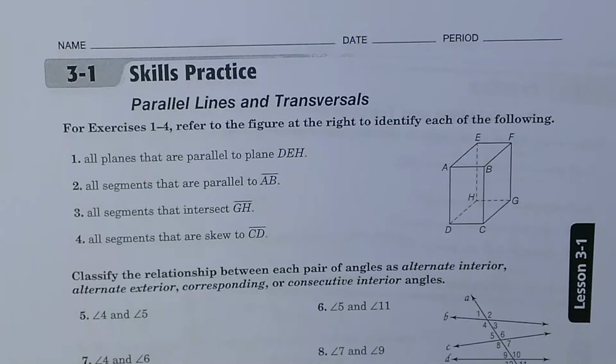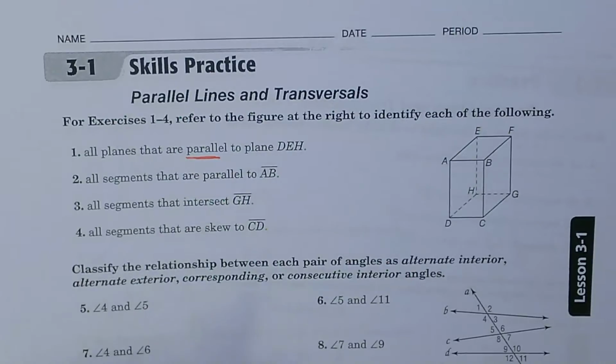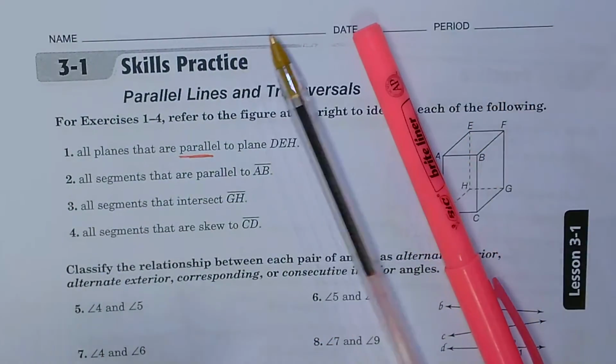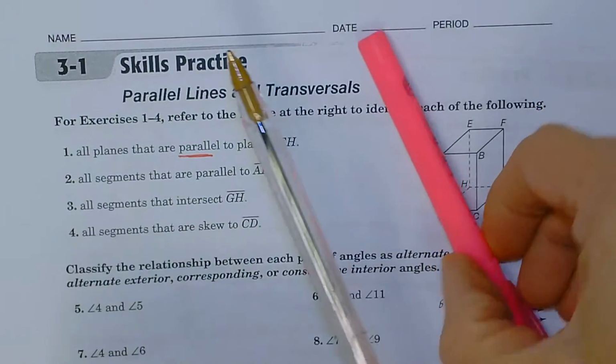So we're going to talk about the difference between parallel lines and skew lines, and then we're also going to look at planes that are parallel. When we talk about something being parallel, we are going to say that two lines are in the same plane, so they would be like on my paper, and they don't intersect.